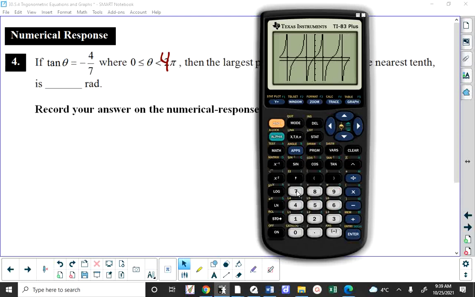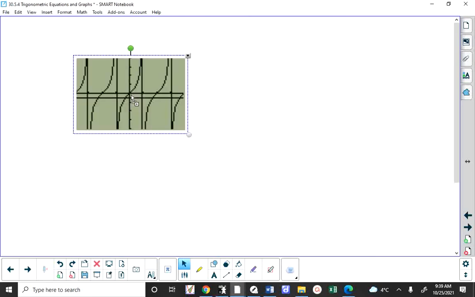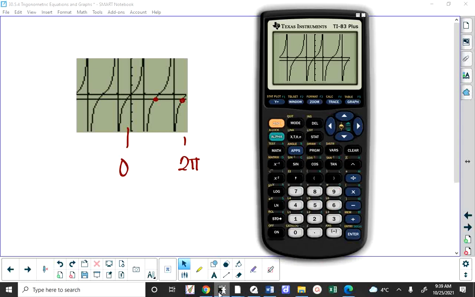So if I was interested in 0 to 2 pi, then the x-coordinate here would be a solution, and the x-coordinate here would be a solution. It's where they intersect. I'm interested in the largest solution up to 4 pi. So look what I do here.